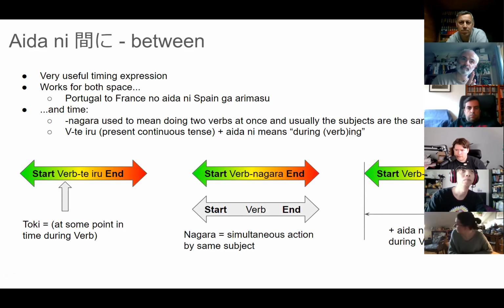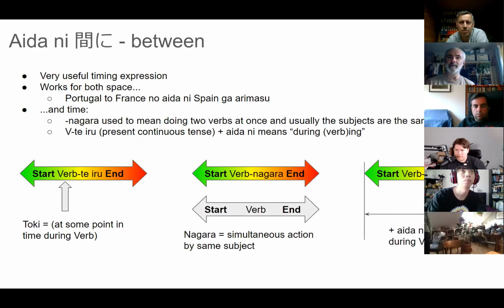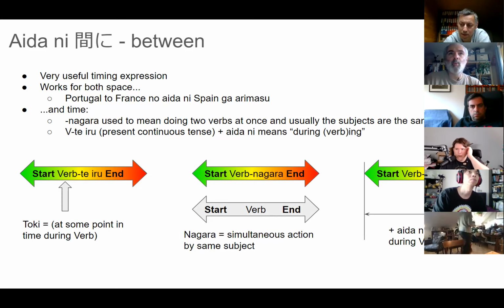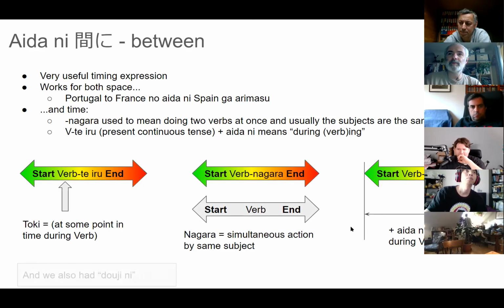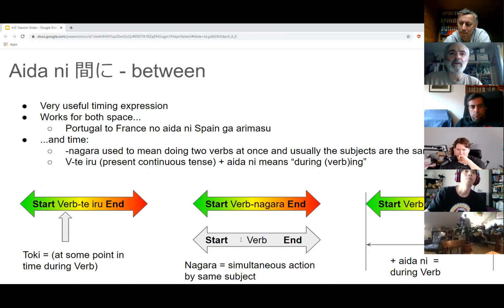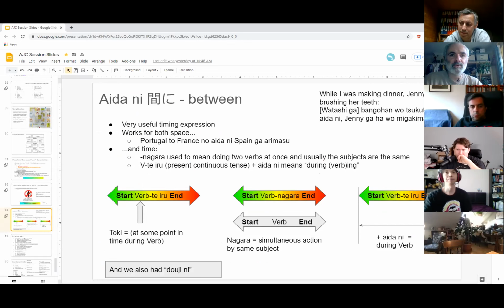Or we do know when. And we can express this by using te iru toki, which means when. This gives us some indication as we know when it actually happened, whereas te iru aida ni can be used to suggest that we don't know exactly when this thing took place. So this becomes a little bit easier when we do some of the exercises, which we will do now to help to embed that.